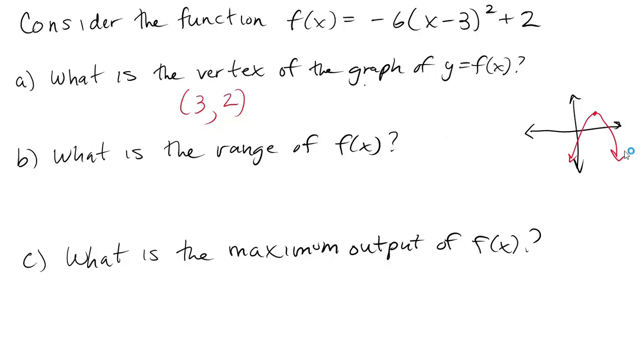Looking at that graph, I know that the range goes from negative infinity to positive 2, including 2. There really is a point whose y-coordinate is 2. So you can get an output of 2.